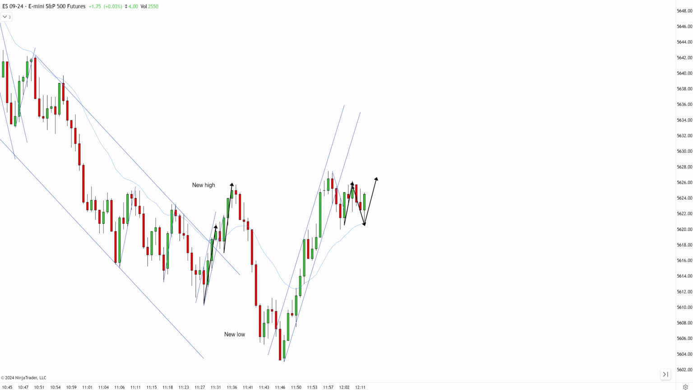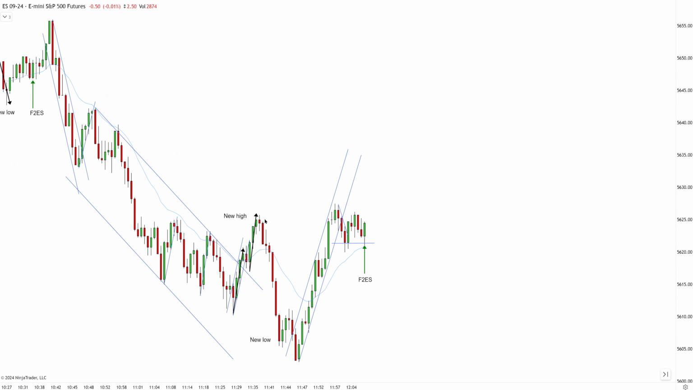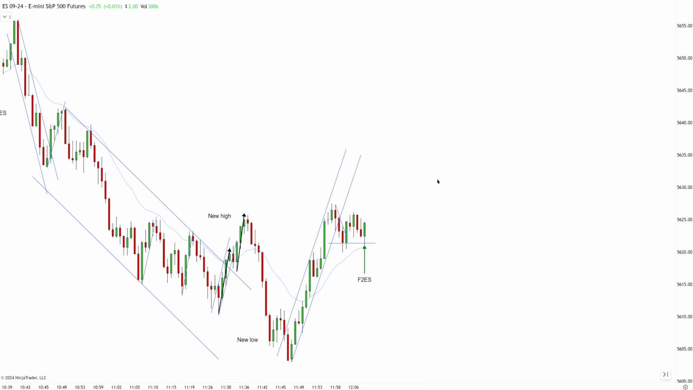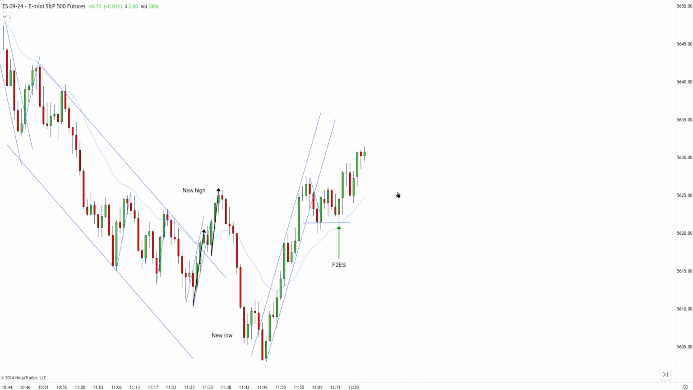So we have a visual two-legged pullback, technical failed second entry short. There's even small support at the EMA, opportunity for a new high, and this is great. Textbook high probability setup, a failed second entry short. The downtrend played out, a massive leg, it needs to get a new high, breaking a new extreme. Okay. Can we get a correction?